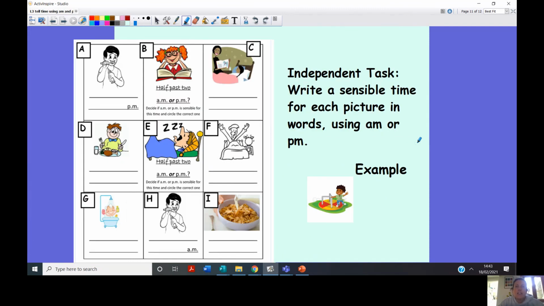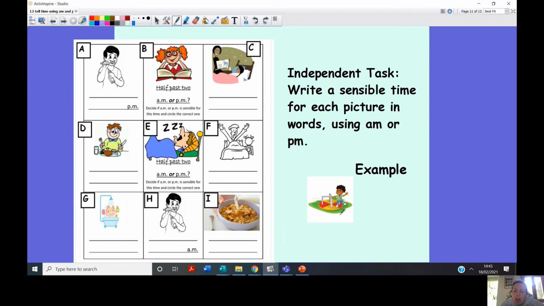So your independent task is as follows. You have got some images of some different activities and you need to write a sensible time for each in words using AM and PM. So when I say a sensible time, I don't mean, for example, that you would write that you would be reading a book at 2:30 AM, which would mean that you're reading a book at 2:30 in the morning when you should be tucked up in bed.